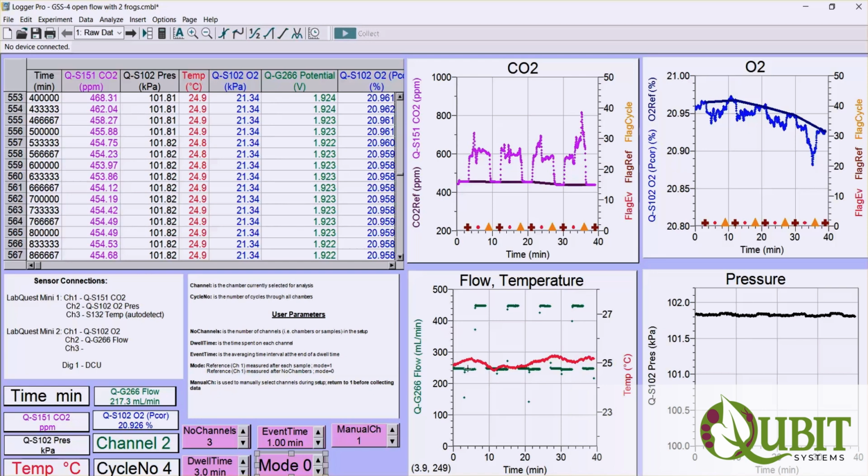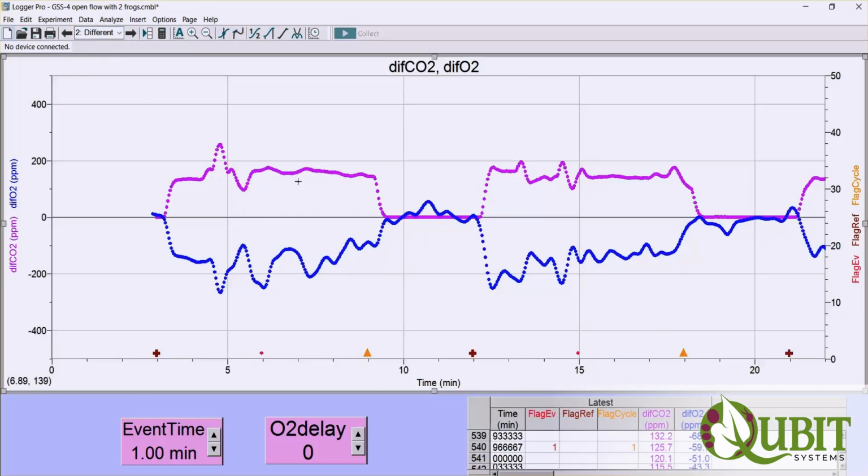This is something to keep in mind when setting up your experiments, trying to figure out the ideal flow rate. It's important that the flow rate is high enough so your differentials of CO2 and O2, which you will see on page 2 of the experimental file, are significant and measurable. In this case, we're looking at about 200 parts per million.